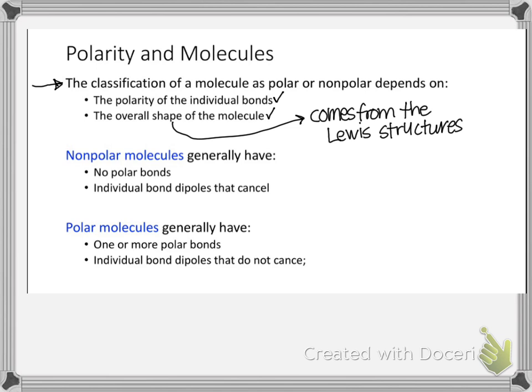Now, two things, and you don't have to memorize these. These are just generalities, but nonpolar molecules tend not to have polar bonds, or they'll have individual bond dipoles, meaning individual polar bonds, that cancel each other out. So they can either not have any polar bonds, so all their bonds are sharing equally, or they have polar bonds, but how they're oriented, they cancel each other out. It's actually vector math, which I have questions. We're not doing vector math, don't panic, but that's what they mean by canceling.